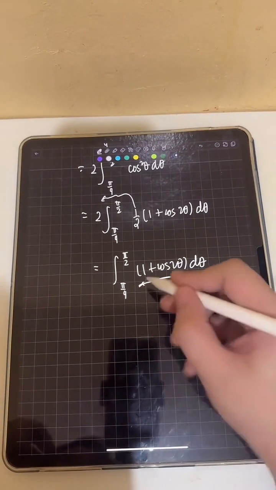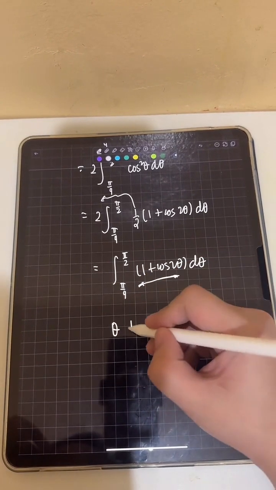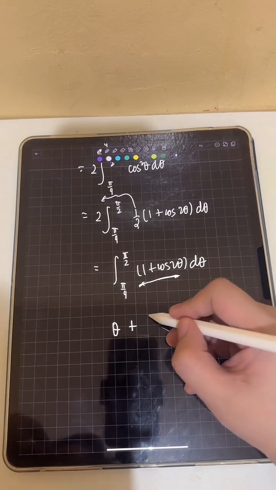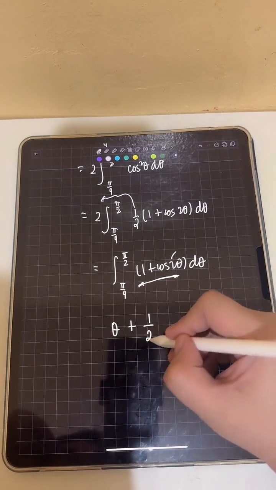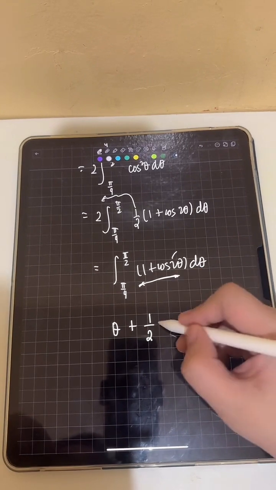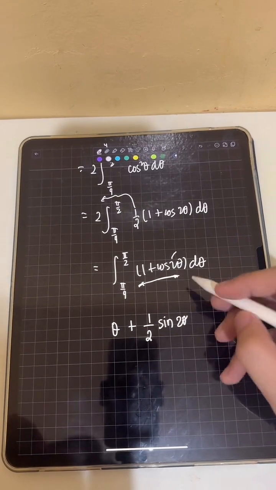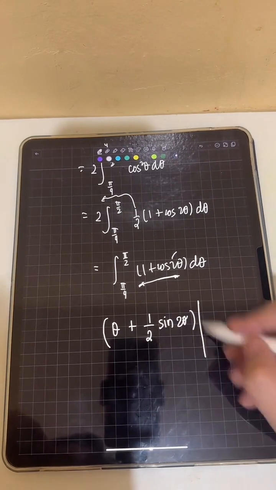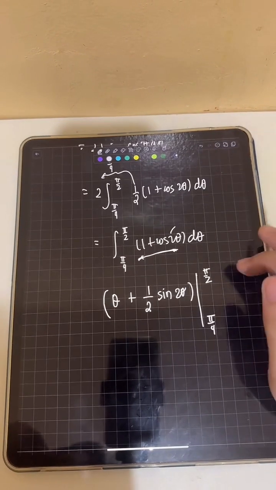Now, let's evaluate the integral. So, the integral of 1, or the integral of d theta, is theta. Then, plus the integral of cosine 2 theta. So, that will be 1 over the coefficient of theta, which is 2. And then, the integral of cosine is positive sine. And then, just copy 2 theta. And then, let's evaluate this from the lower limit to the upper limit, from pi over 4 to pi over 2.